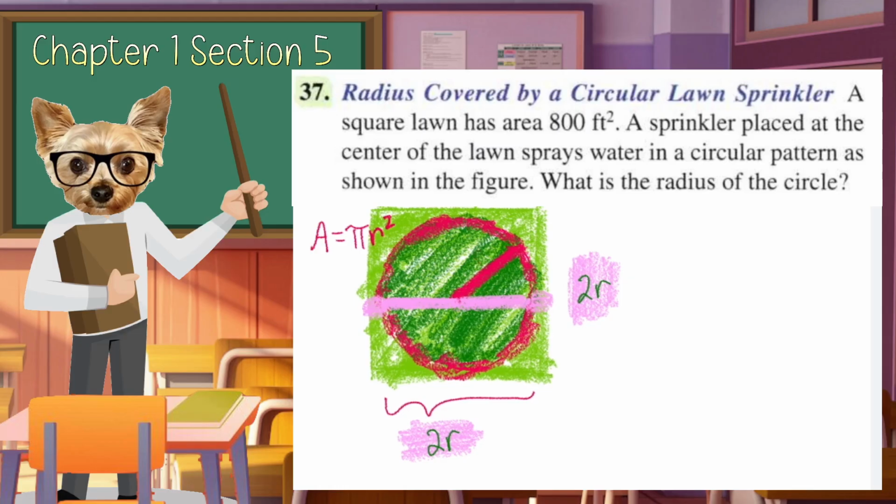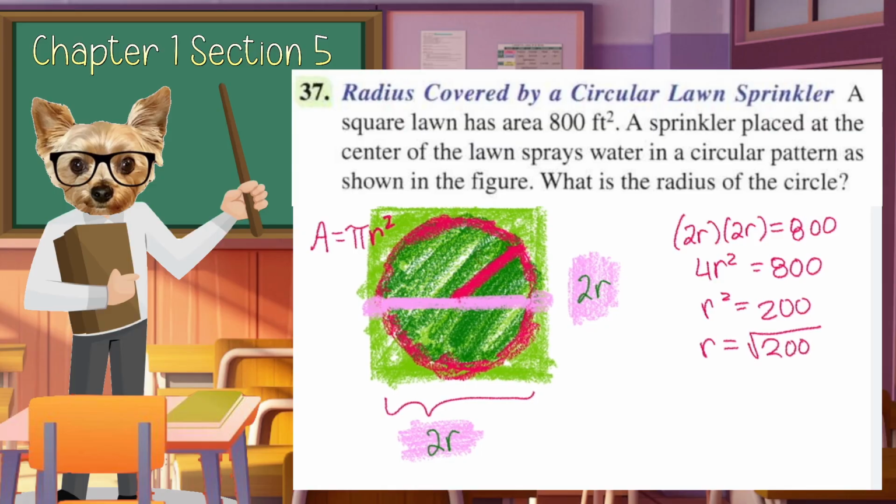So the square lawn has an area of 800 feet squared. I can solve, and there's many ways you can do this, I'm just going about it this way. Base times height, or side squared, equals 800. 4R squared is 800. Divide by 4. R squared is 200. Take the square root. Radius equals square root of 200. We ignore the negative. That's 100 and that's 2. So then R equals 10 root 2.